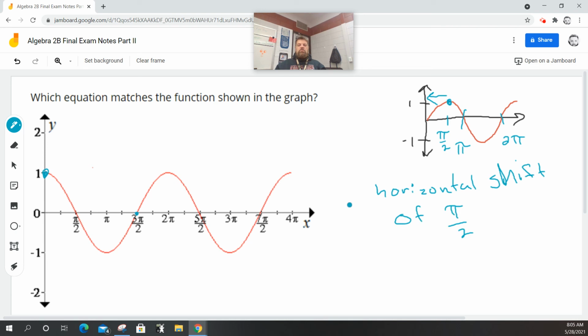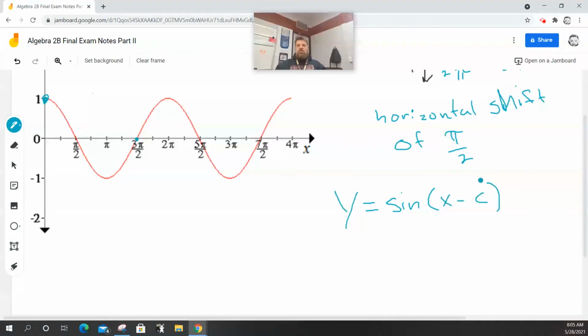Okay. So if it was horizontally shifted pi over 2, remember that that would just be written like this: y equals sine of x minus c, where c is the horizontal shift.